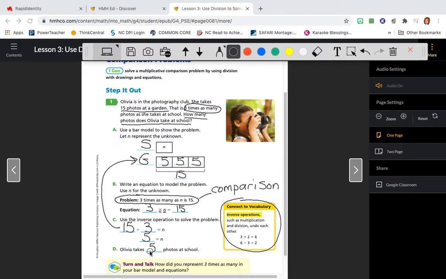All right, look at the turn and talk at the bottom. It says, how did you represent 3 times as many in your bar model and equations? How did we represent 3 times as many in your bar model and your equations? So some possible answers here.